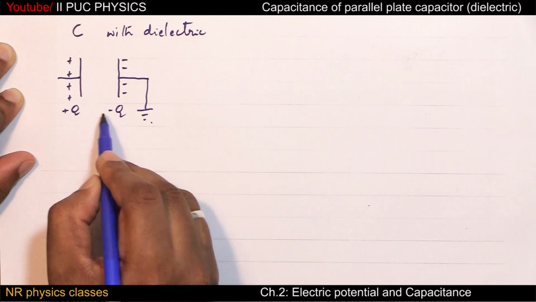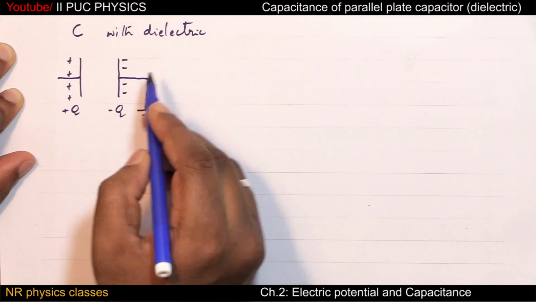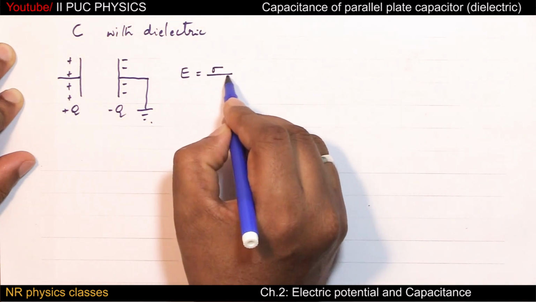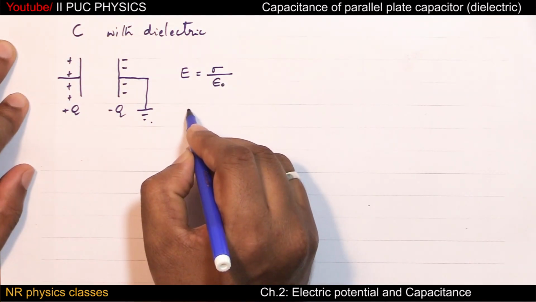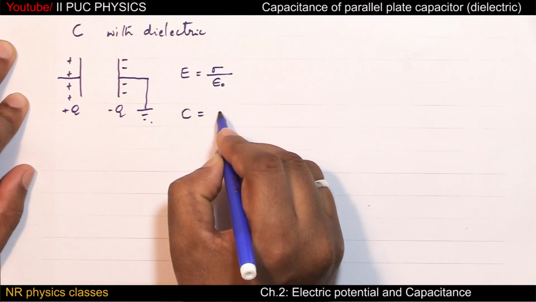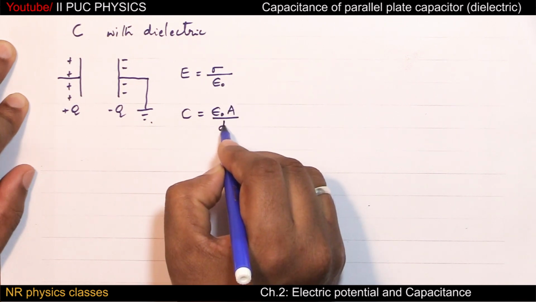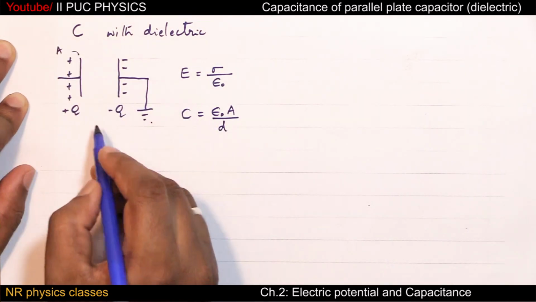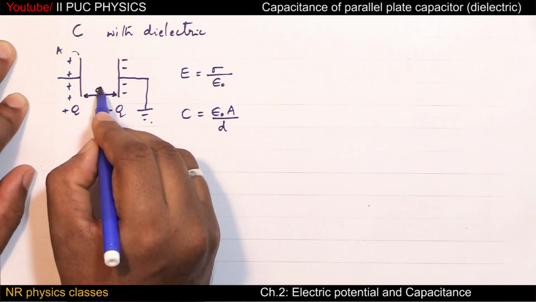Because of these two charges, electric field between the plates is E equal to sigma by epsilon naught, and capacitance of the capacitor is epsilon naught A by d, where A is area of each plate, d is distance between the plates, small d.